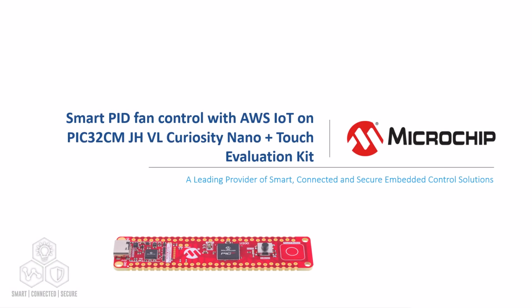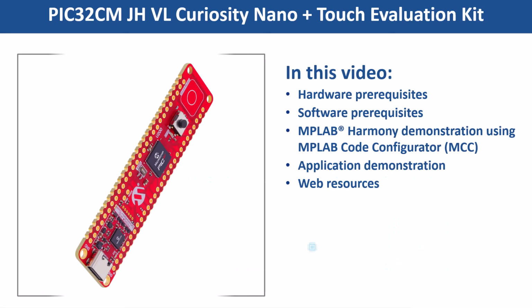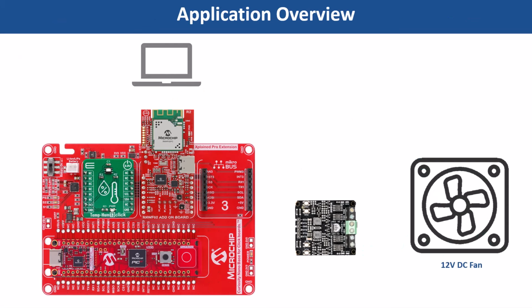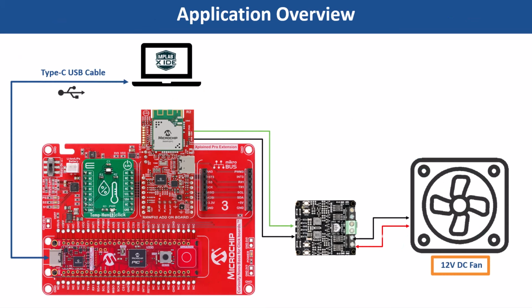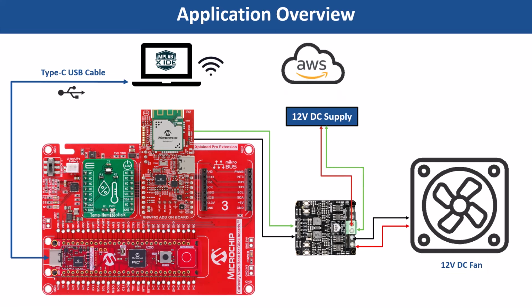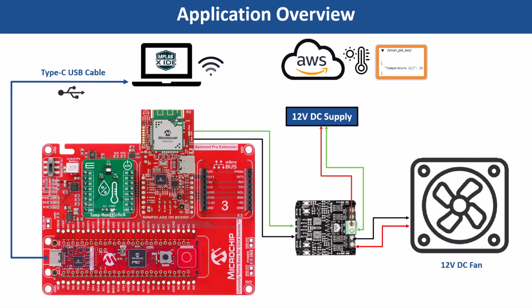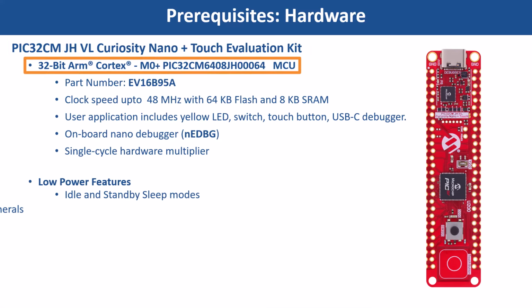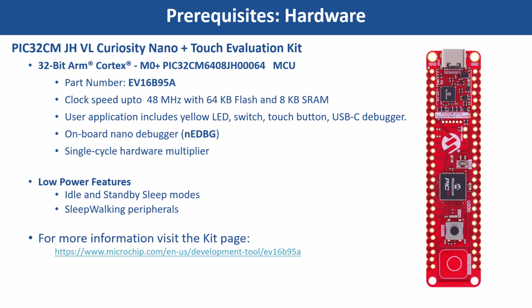Today, we are going to show you a smart PID control with AWS IoT on PIC32CM JH VL Curiosity Nano Plus Touch Evaluation Kit, where a motor speed is intelligently controlled based on real-time temperature and the data is seamlessly sent to Amazon AWS Cloud for monitoring and control. The PIC32CM JH VL MCU is based on ARM Cortex M0 Plus core, comes with a rich set of peripherals.